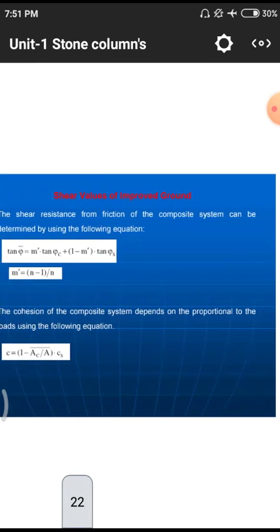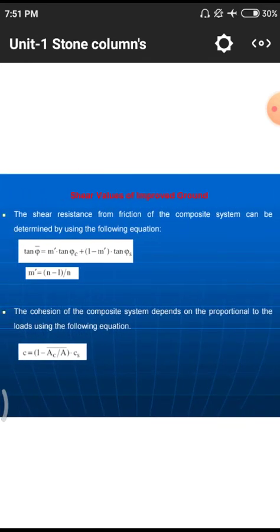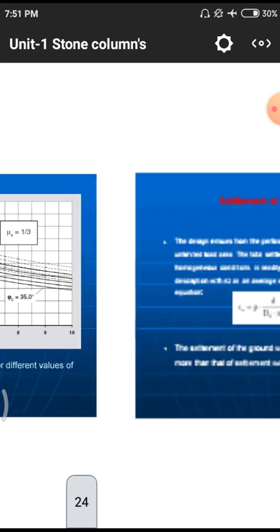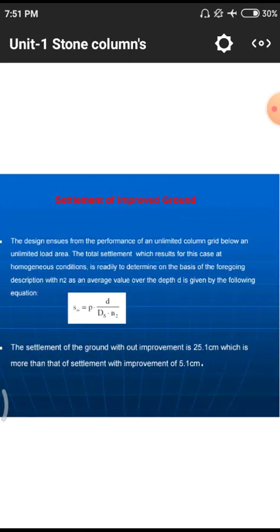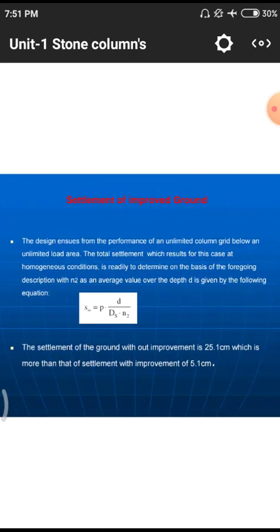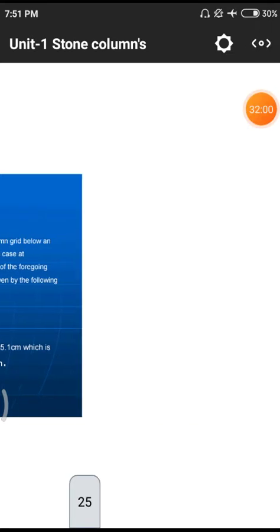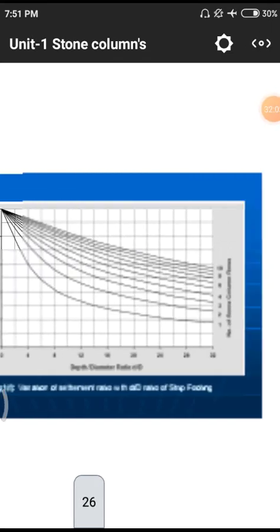All those are not useful for us. Next one is the shear values associated with normally C and tan phi. Next one is the settlement of improved ground, that is associated with SW, which is equal to P into D by D into NS. These are the diagrams.